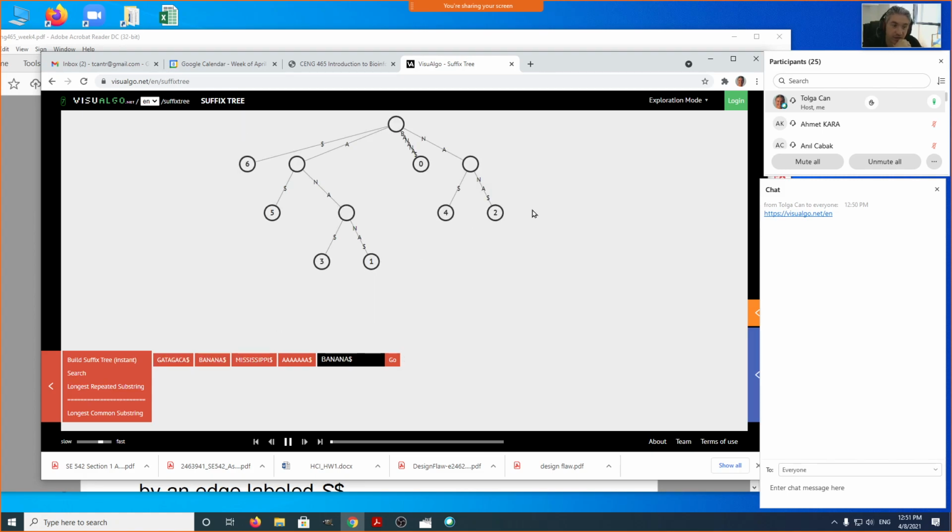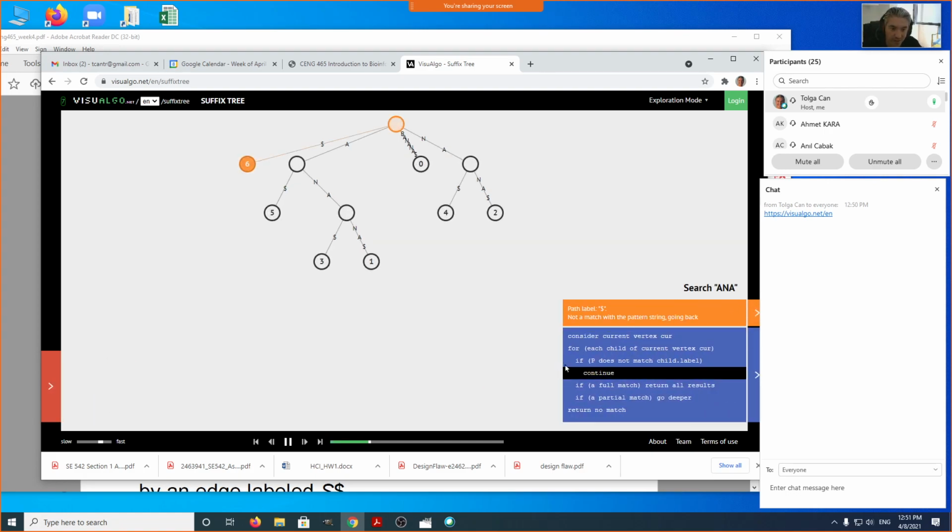If this is the suffix tree for bananas, it doesn't show the step-by-step insertion procedure. It's an instant suffix tree creation, but you can, for example, search for Anna in bananas, and I think it's going to show it step by step as you go over the pseudocode how Anna is found. You can change the speed. So how do we start this? We can go step by step.